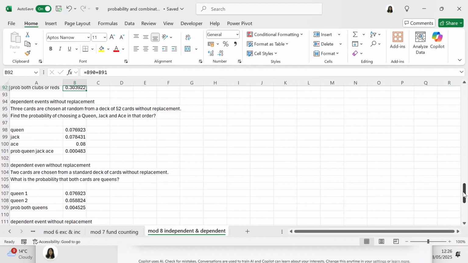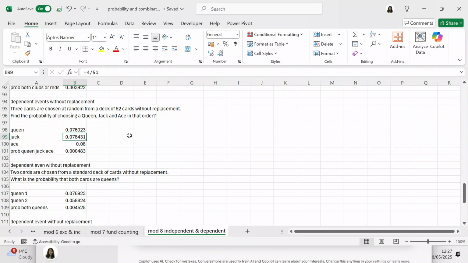3 cards are chosen at random from a deck of 52 cards without replacement. Find the probability of choosing a queen, jack, and ace in that order. So the probability of choosing a queen is going to be 4 over 52 because you have 4 queens in a deck of cards.